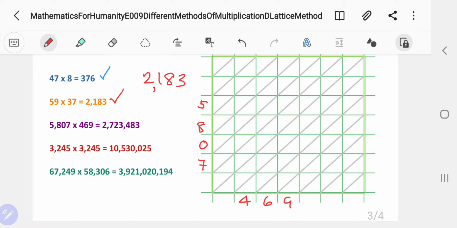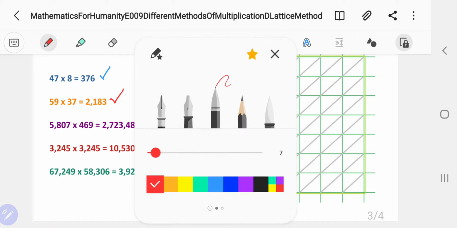The first number should be written here. Anyway, you can reorient the lattice, but in this lattice orientation that I have, the first number should be written here, and the second number, or the multiplier, should be written here. So here it is, 5 times, so I'll change the color of the pen.